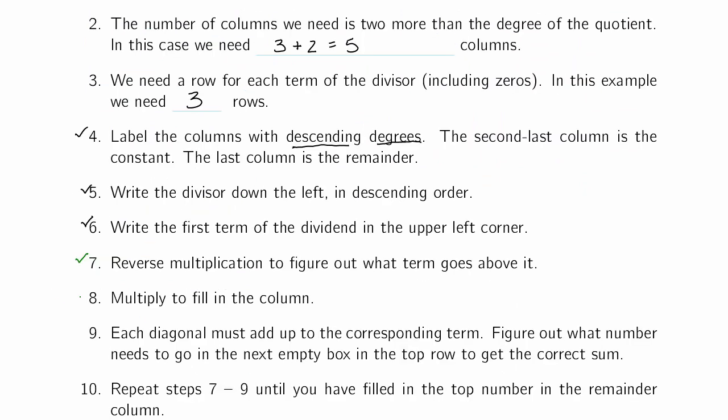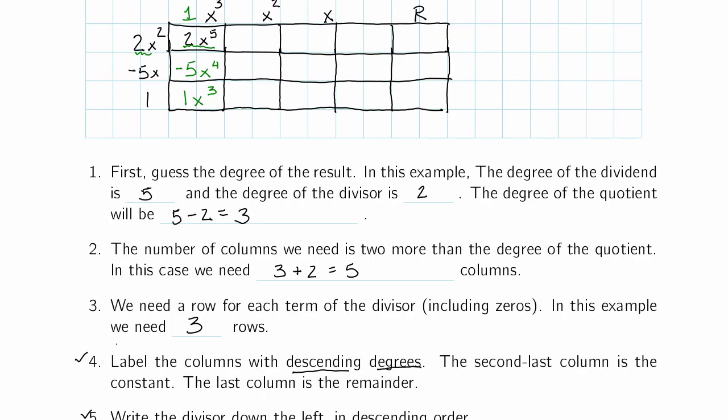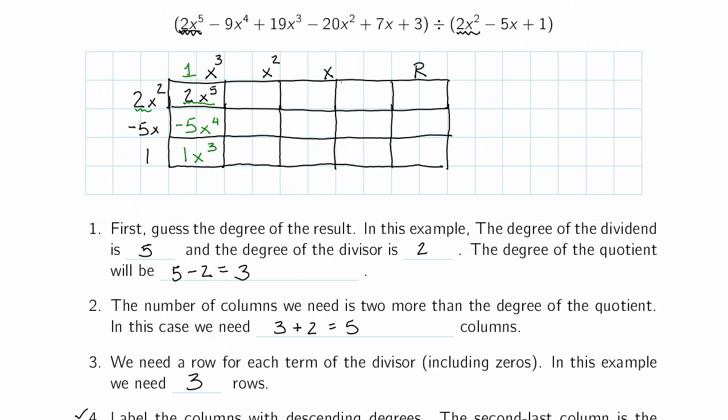This next step is hard to say but easy to do. Every diagonal has to add up to the corresponding term. So to figure out what goes in the next empty box in the top row, I need to look at the diagonal that it's on. So here is the next empty box in the top row. It's on this diagonal, which corresponds to the x to the 4th term. I need it to add up to negative 9x to the 4th.